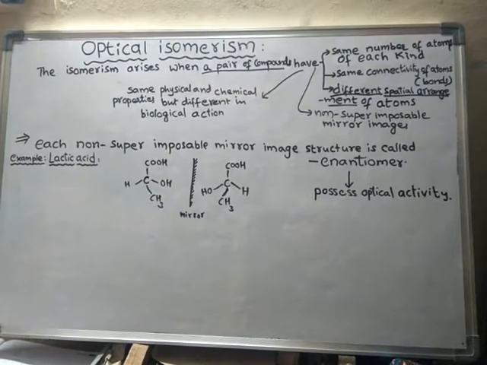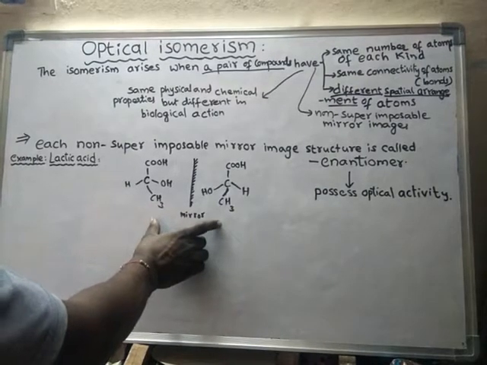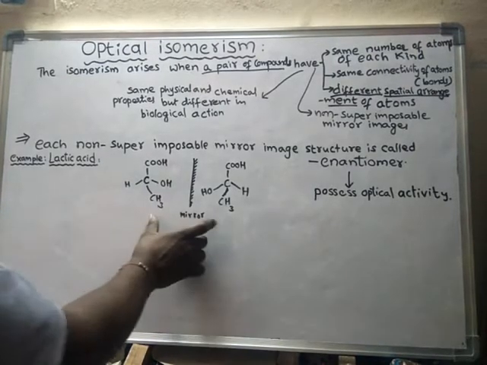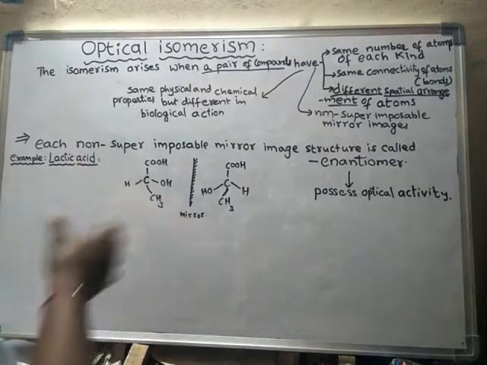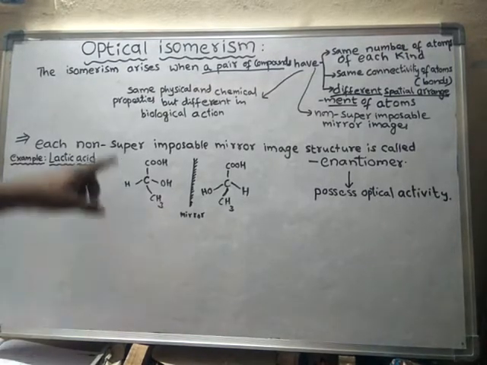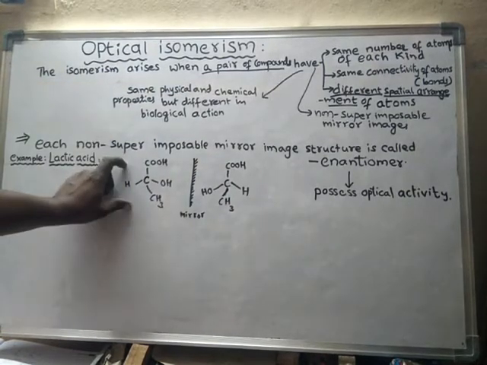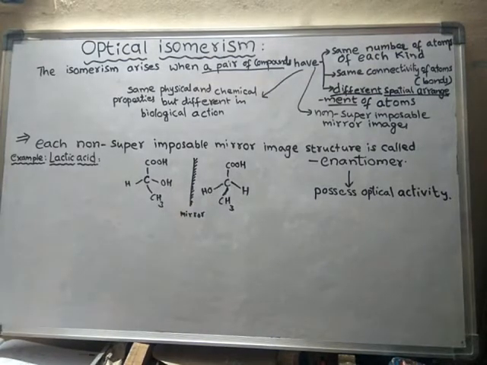So here also these two compounds are said to be non-superimposable mirror images. Only the non-superimposable mirror images will show such isomerism, optical isomerism. And moreover, they have same physical and chemical properties. The physical and chemical properties of these two are same. Whenever the properties are almost similar, they cannot be separated. We cannot separate them.